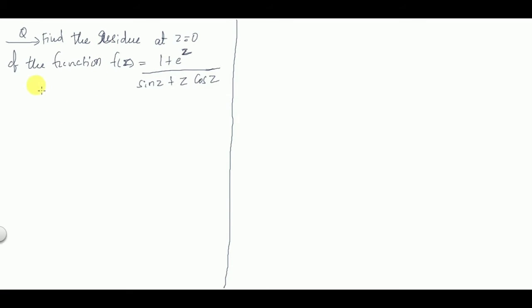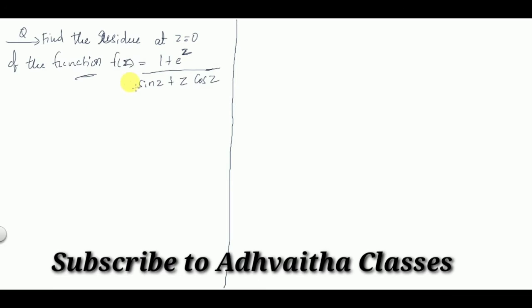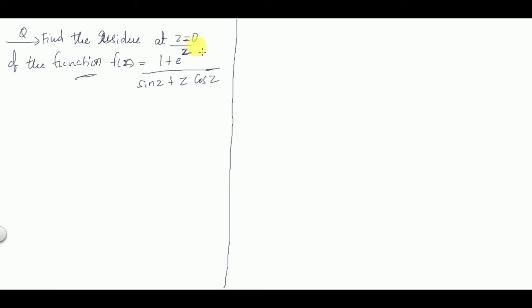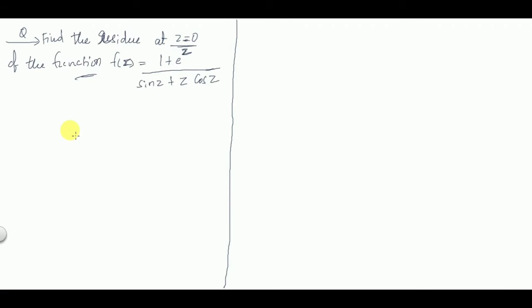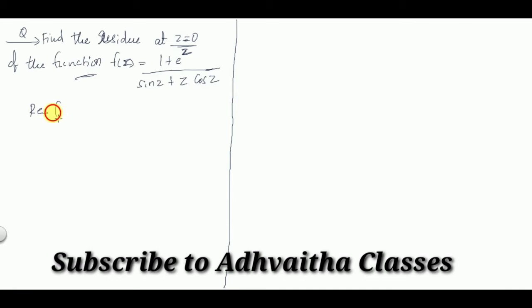Okay, so find the residue at z is equal to 0 for the function. They may ask you to find the poles and then find the corresponding residues, or they may ask you to find the residue at a given point like this. So these are the two ways they can ask on residue finding, right? So we have to find the residue of f of z at z is equal to 0.